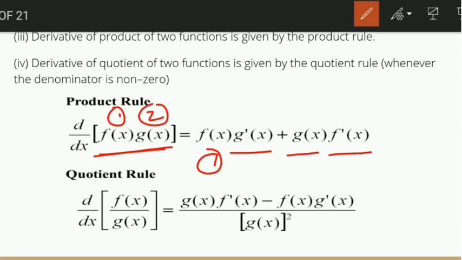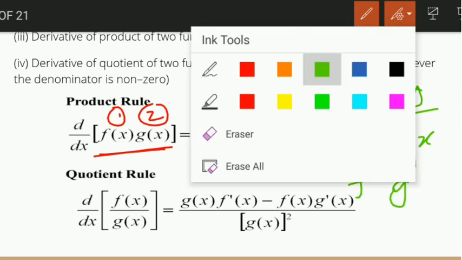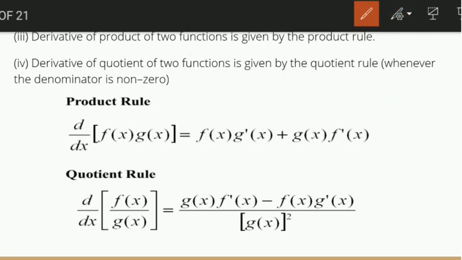If you're new to this, this g dash of x just means dg by dx. Okay, don't get worried. G dash, f dash, all of them just mean derivative.